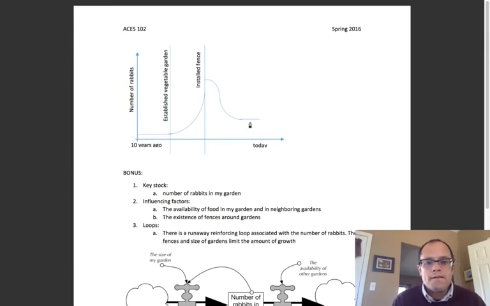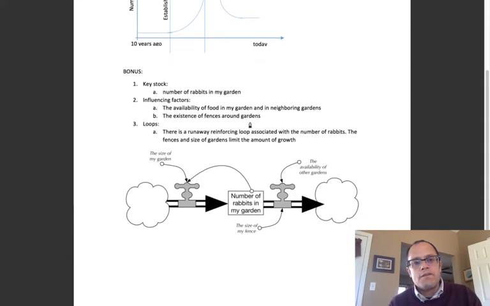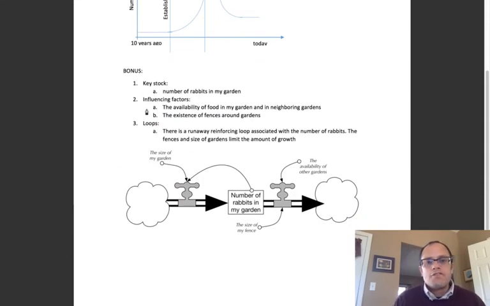Okay. Now the last step is the bonus. You'll see there are 3 questions, just like in class the other day, to try to understand, start to summarize what are the influencing factors. Is there a loop here somewhere? What's the key stock? And you can, if you can get to it, sketch out your stock and flow diagram. We know there's a reinforcing loop here.